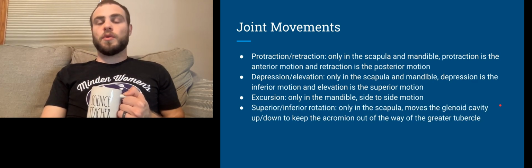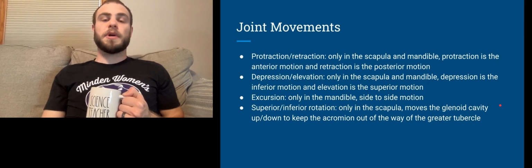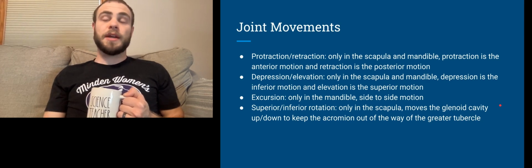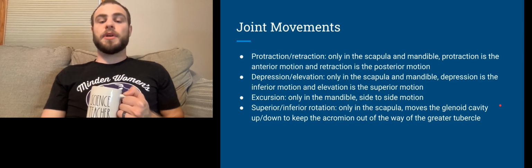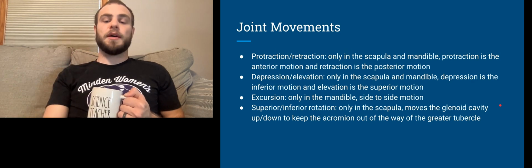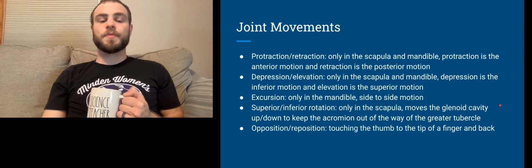Superior and inferior rotation are only seen in the scapula. It's responsible for moving the glenoid cavity either superiorly or inferiorly to keep the acromion out of the way of the greater tubercle as you are raising that arm. It's going to just rotate that scapula.